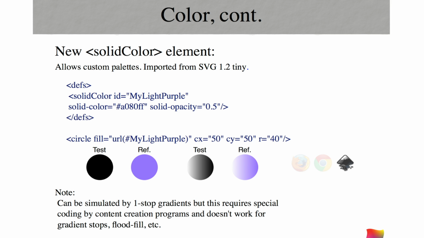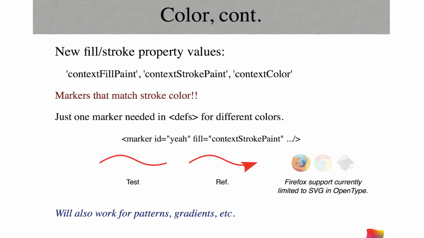In SVG, there's a new solid color element. So you can develop a palette that you can then use everywhere in SVG. You can use it to specify the fill color. You can use it to specify a stop in a gradient, in a pattern. You can use it anywhere where you would normally use a color. And Inkscape has implemented this partly. It works for fills. It doesn't work inside gradients yet.